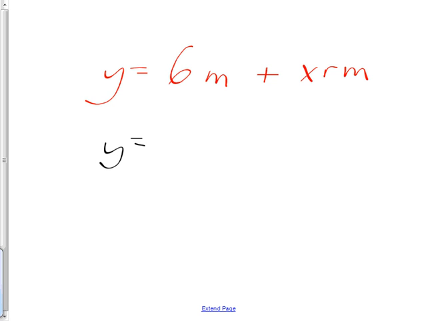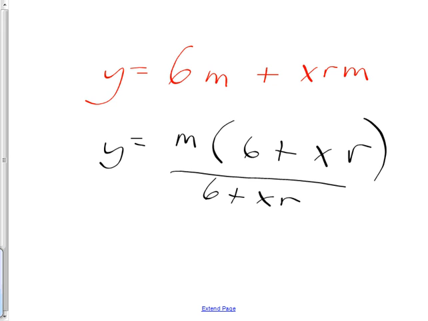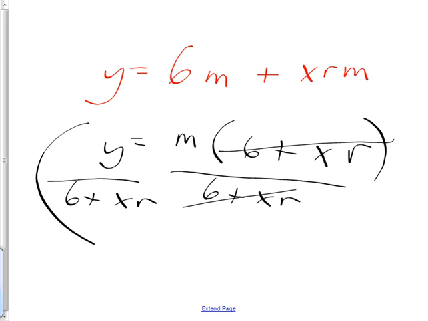Y equals, if you're solving for m, you factored the m out, and then you have 6 plus xr. Now, to get the m alone, I got to divide by 6 plus xr, divide by 6 plus xr. These guys cancel. M equals y over 6 plus xr. Raise your hand if you had it right.